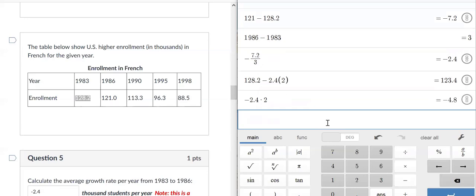Or 4,800, right? And so, I could write this out like this. I could go 128,200, subtract 4,800. So that's another way of doing it.